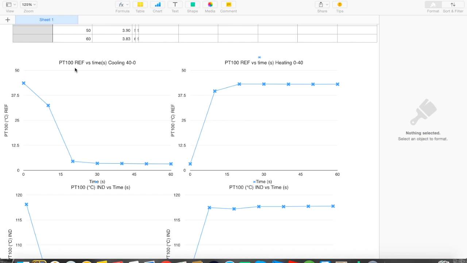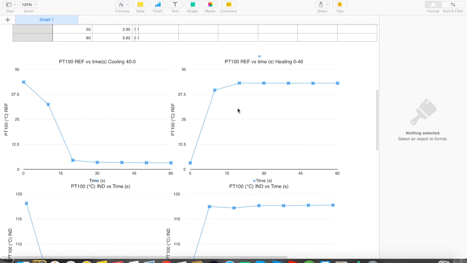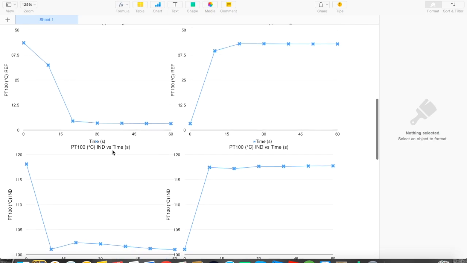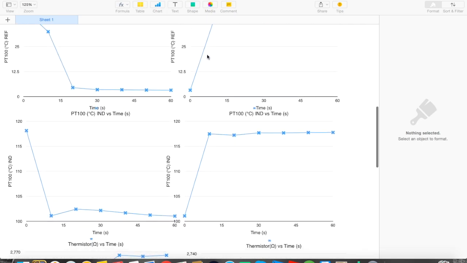As you can see with the PT100 reference versus time, when the system got cooled from 40 to 0, there's a dramatic spike down until it stabilized at around 20 seconds. On the other hand, with the PT100 reference versus time, when the system got heated from 0 to 40, there's a dramatic spike up and it stabilized around, again, 20 seconds. The same trend follows for the PT100 industrial, as you can see.